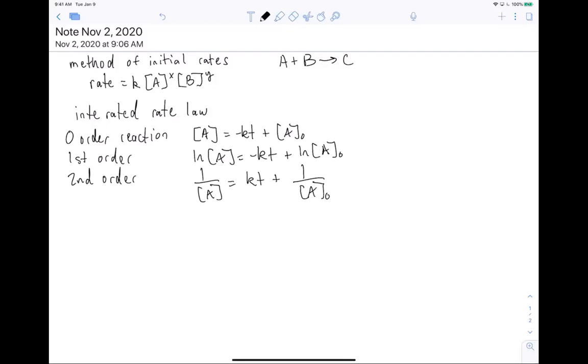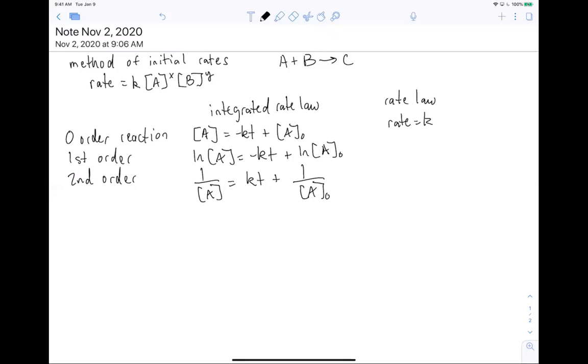So where do these things come from? Where do these equations flow from? This would be the integrated rate law. You would take what is generally just called the rate law, but it's really the differential rate law, and you would integrate it.